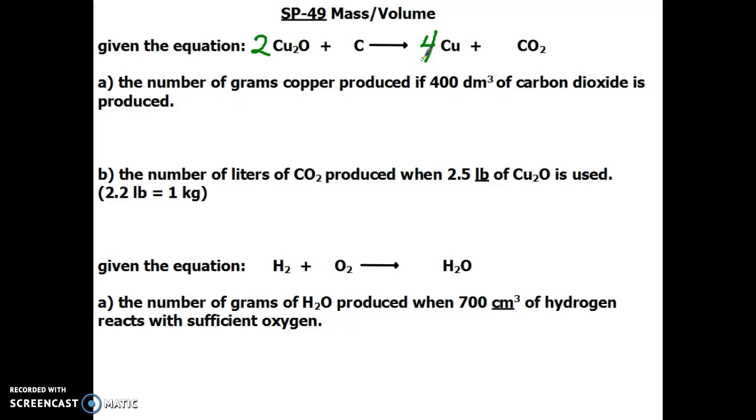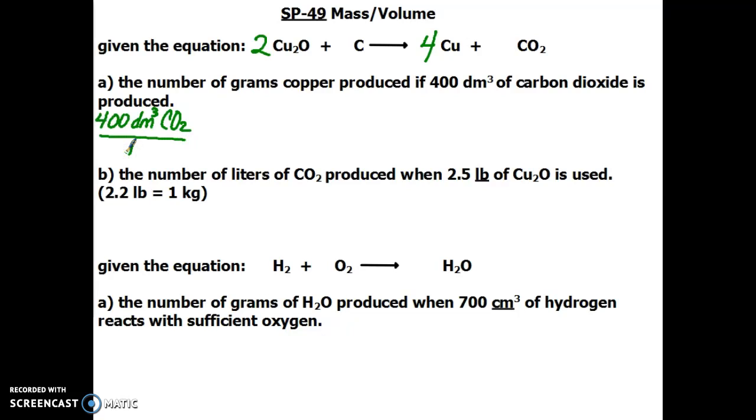So the first question, letter A, asks us for the number of grams of copper produced if 400 cubic decimeters of carbon dioxide is also produced. We are not starting with a mass. We're starting with a volume, 400 cubic decimeters. But that does not change our steps at all. We're still going to use the same 4 steps that we've been using. We're going to start out with what we have, 400 cubic decimeters of CO2, carbon dioxide, and put it over 1.